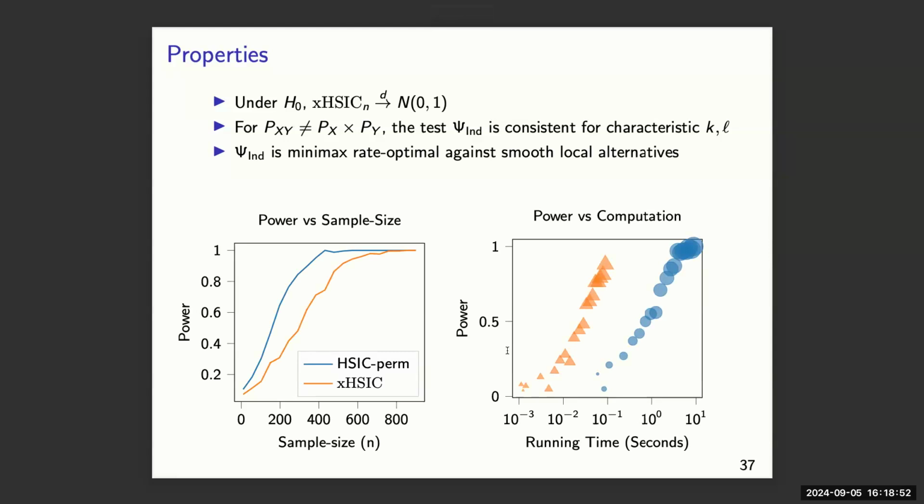So if you plot power versus sample size, the permutation test is better, but if you plot power versus running time, the order is flipped. So the conclusion is the same: if your bottleneck is running time and not so much the observations, you should use cross HSIC. Otherwise, you should use the permutation test.